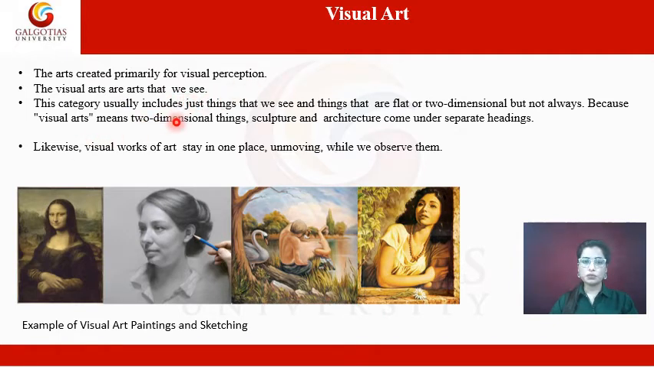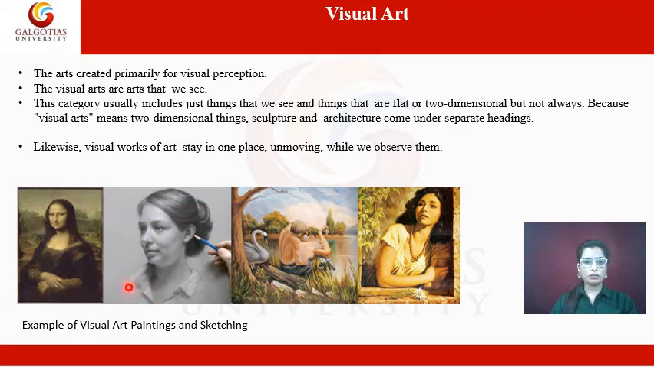This category usually includes just things that we see and things that are flat or two-dimensional, but not always, because visual art means two-dimensional things. Sculpture and architecture come under a separate heading. So here are given some examples and paintings of the visual art.